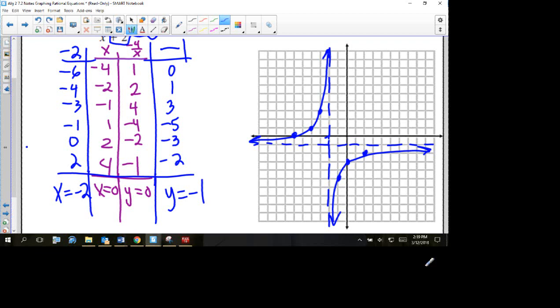Okay. It does ask for the domain and range. The domain is all real numbers except for the asymptote. And domain is x, so it's all real numbers except what? -2. X does not equal -2. Range is all real numbers except for its asymptote at y equals -1. So y does not equal -1 is the range. Okay, next.